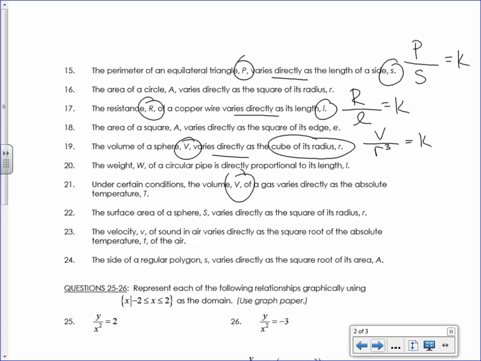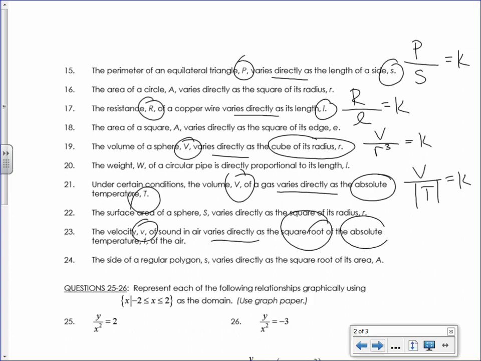21, volume directly, now be careful, the absolute temperature. Volume directly, and then we have to do absolute value for T because it's the absolute temp. Velocity varies directly as the square root of the absolute temperature.